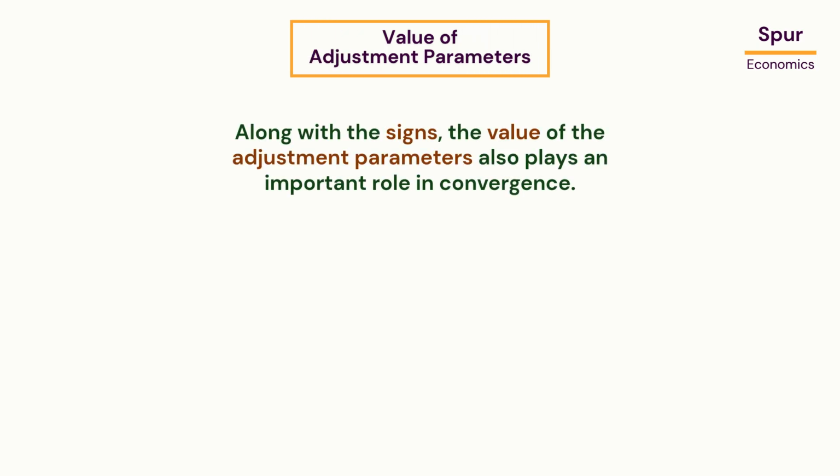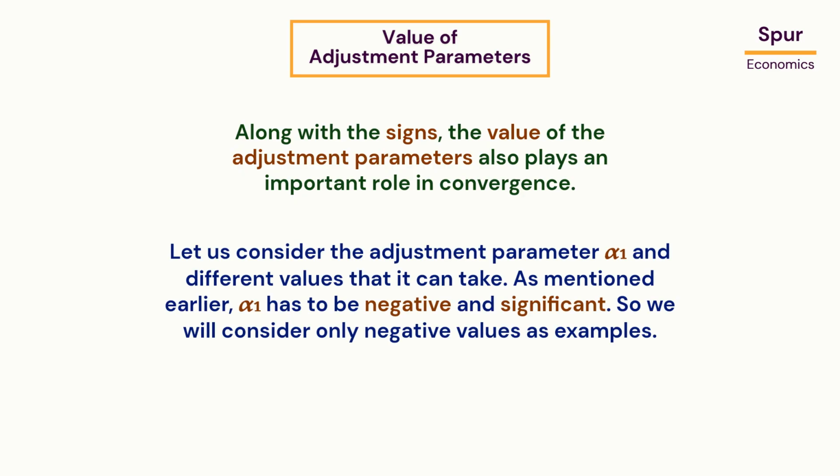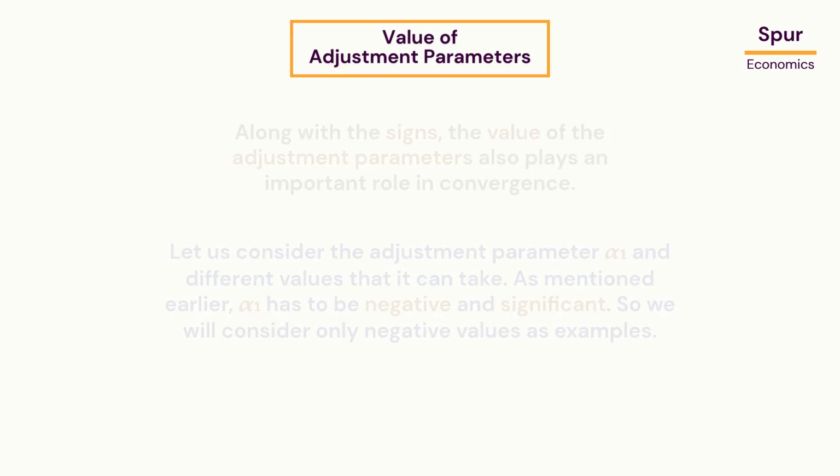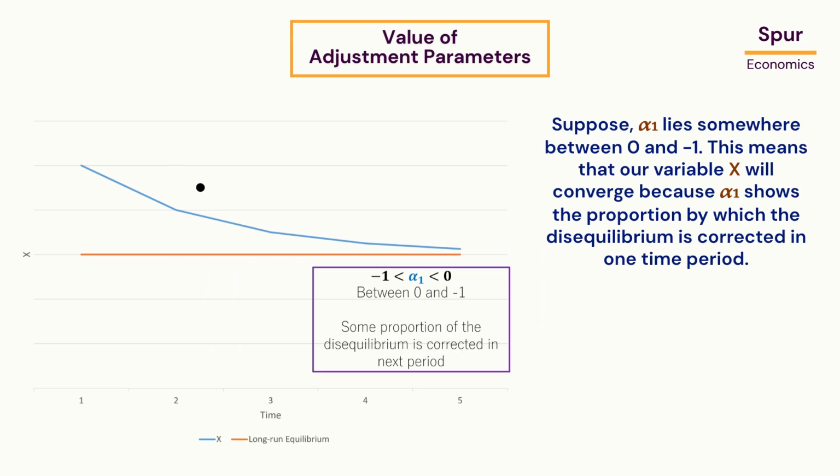Along with the signs, the value of the adjustment parameters also plays an important role in convergence. Let us consider the adjustment parameter alpha-1 and different values that it can take. As mentioned earlier, alpha-1 has to be negative and significant. So we will consider only negative values as examples. Suppose alpha-1 lies somewhere between 0 and -1.